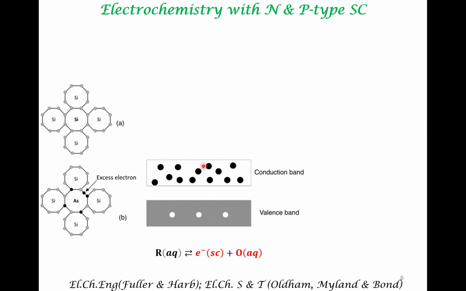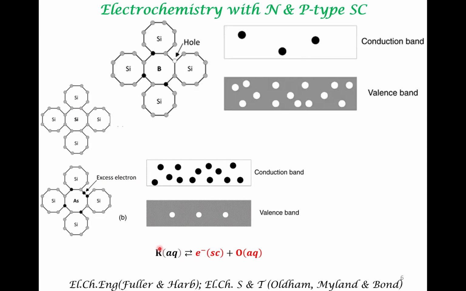doing some electrochemical reaction. So electrons from a semiconductor, let's say electrons that are present in a conduction band, can be used for reducing an oxidant that is present in an aqueous solution, giving rise to a reduced species in the aqueous solution.